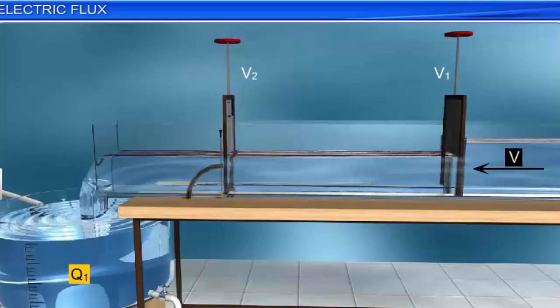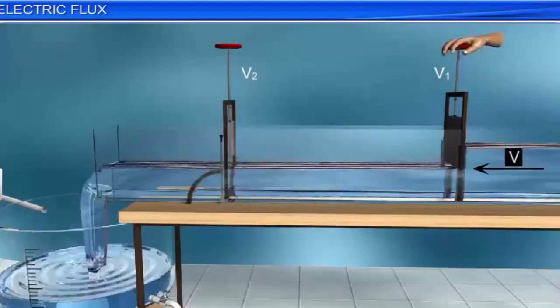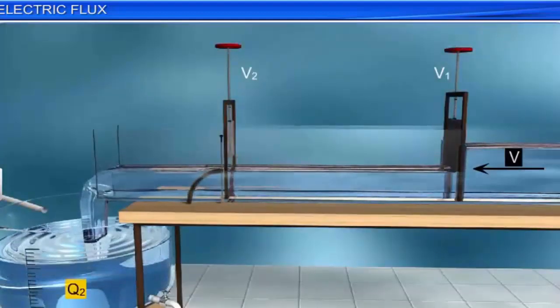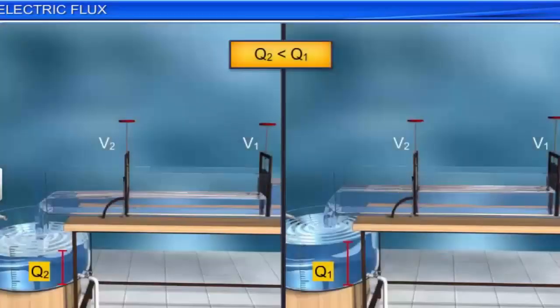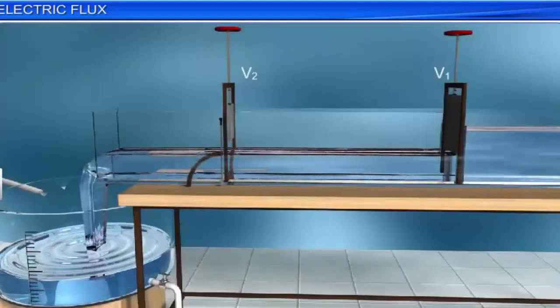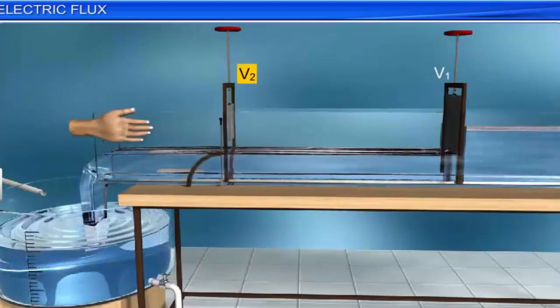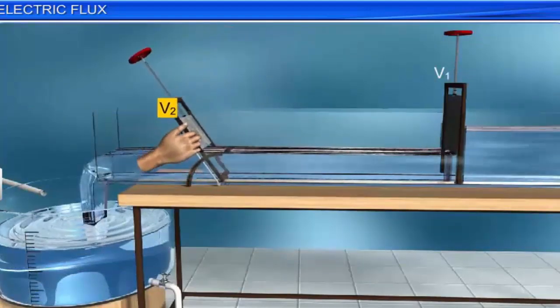Now, lower the closing plate of V1 without changing the position of the plate in V2. Measure discharge Q2 again for 5 minutes. Q2 will be less than Q1 as the area of opening in V1 has decreased due to the lowering of the plate.